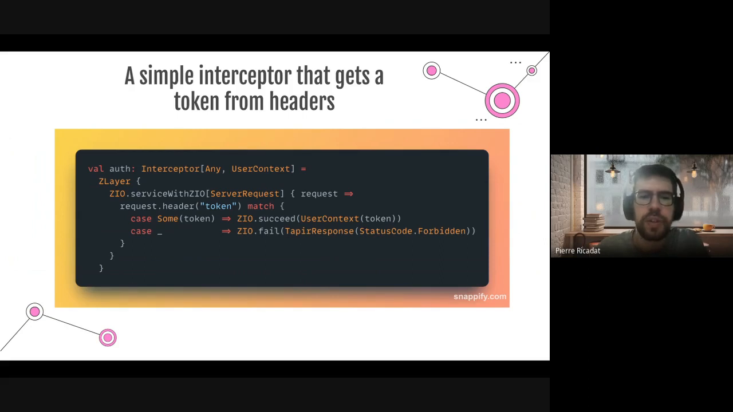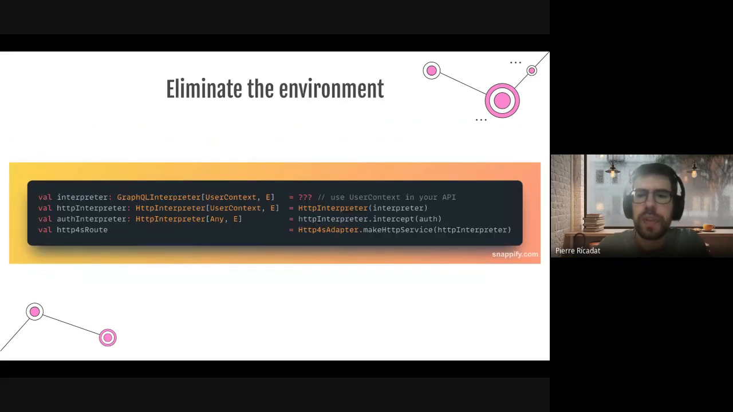And then we have this interceptor from any to user context. Now let's see how we are going to use it. You remember before we had our GraphQL API of user context. When we turn it into an interpreter, we get a GraphQL interpreter of user context, and E is an error type. Usually it's Caliban error, but you can change it to your own error.